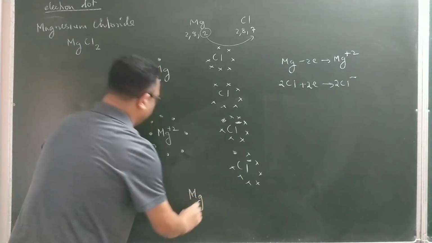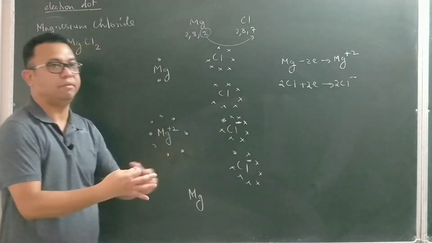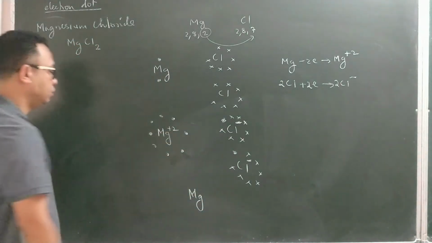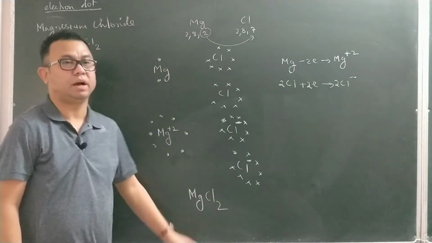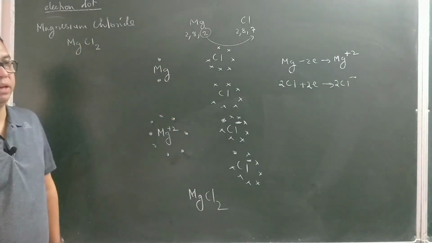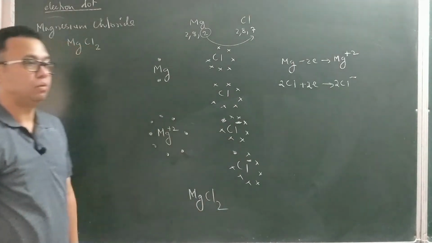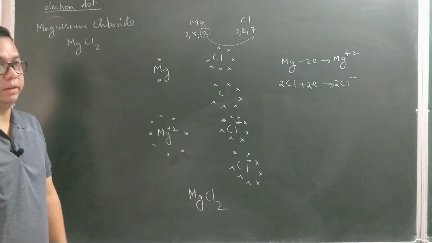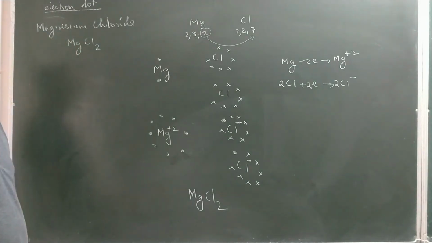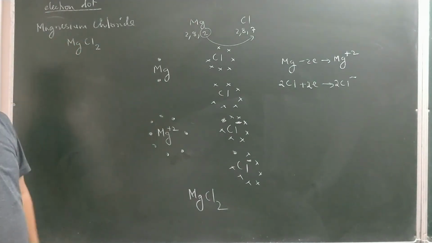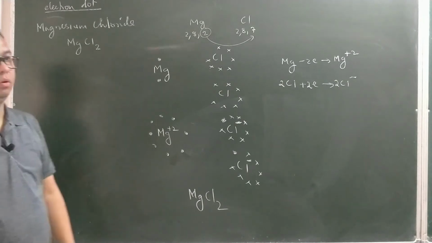And don't forget, positively charged, negatively charged, very strong bond between them. So it forms an electrovalent molecule or ionic molecule. Electrovalent, another name is ionic molecule. That is magnesium chloride. So this is the formation of magnesium chloride, represented in terms of electron dots.